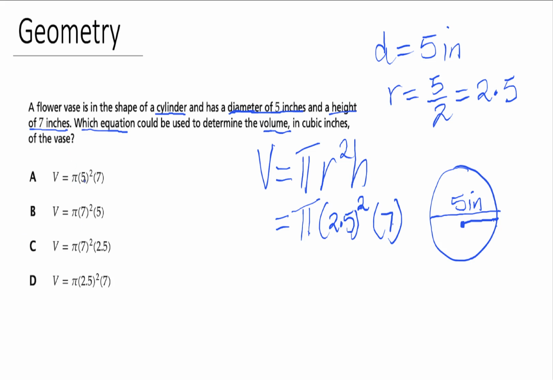Okay, let's go through them. Here, notice the r squared is a 5. Incorrect. Here, the r, because that's what's in the middle here, is 7. And remember, 7 represents your height, not your radius. And they have it here again. However, your answer is D: 2.5 squared, that is your radius, and that is your height. So sometimes they don't always want you to actually solve. Sometimes they want you to choose the correct equation. Remember, this test is multiple choice and it's timed.